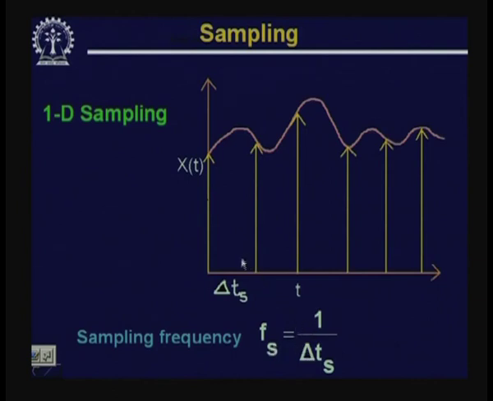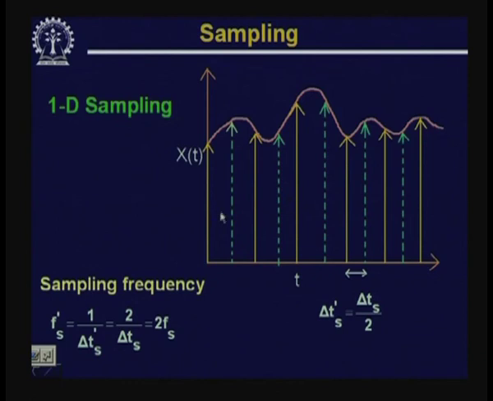Now, when you sample the signal like this, you find that there is a lot of information which is being missed. For example, here we have a local minimum, here we have a local maximum, here again a local minimum, a local maximum, and here again a local maximum, and when we sample at an interval of delta t s, this is the information which cannot be captured by these samples. So, what is the alternative?